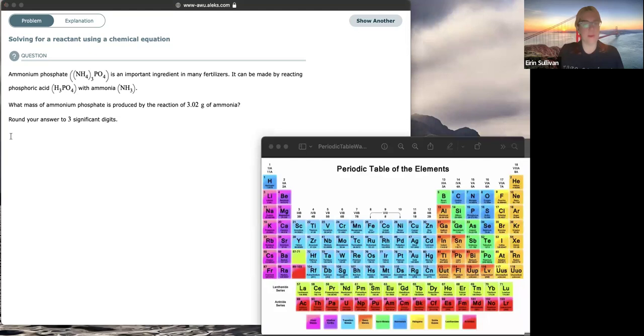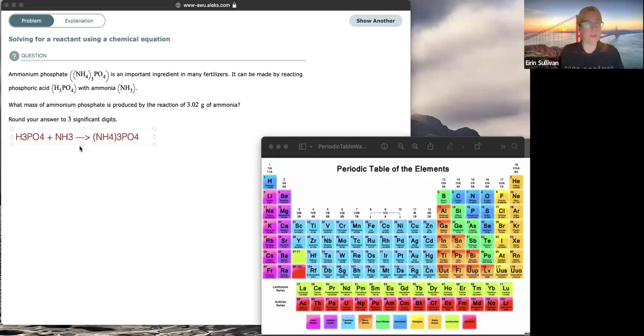Just to keep our brains working, Alex is going to make us actually write the equation first. So how do we form ammonium phosphate? It tells us (NH4)3, and there's 3 of them because +1 charge against the phosphate, which is a 3- charge. So you need 3 ammoniums to balance. It is made by reacting phosphoric acid H3PO4 with ammonia NH3. So there is our equation.